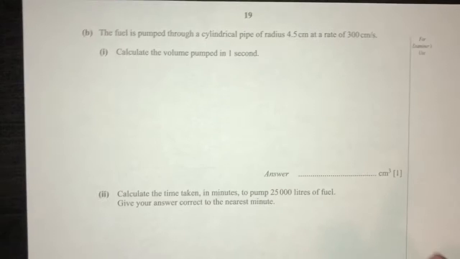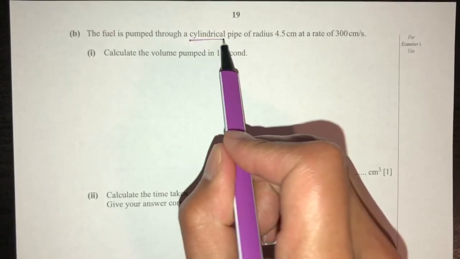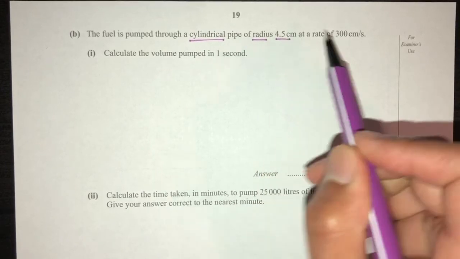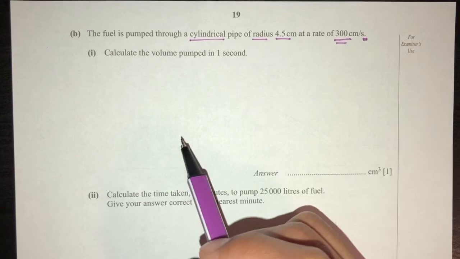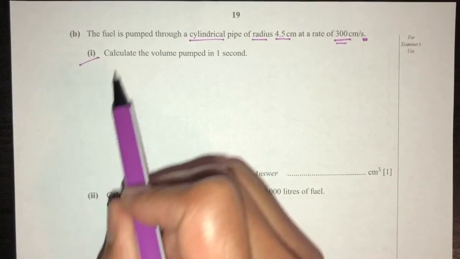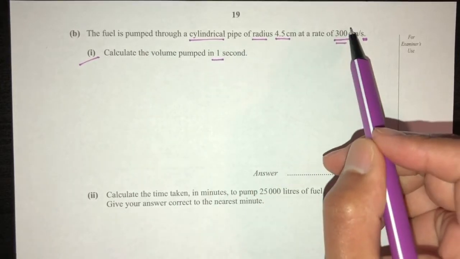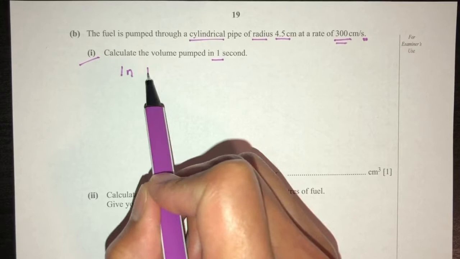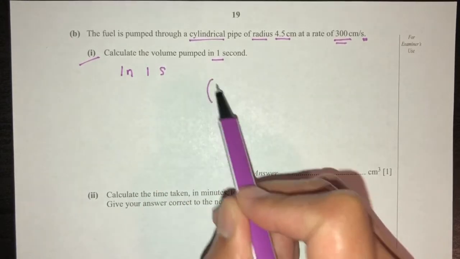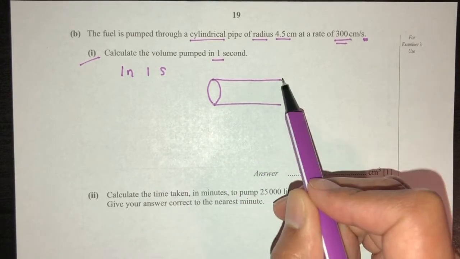Now let's move on to part B. The fuel is pumped through a cylindrical pipe of radius 4.5 at a rate of 300 centimeters per second. Part 1. Calculate the volume pumped in 1 second. So in 1 second, it moves by 300 centimeters. So let's say in 1 second, this is your pipe. It is a cylinder.